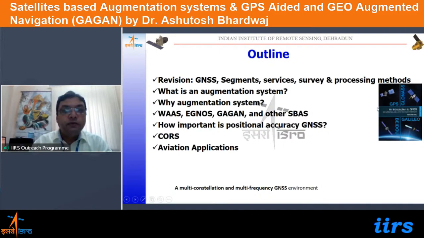So we'll discuss what the various augmentation systems are and why we require augmentation systems. Then we'll discuss the different types of augmentation systems and how we are able to improve the positional accuracies using the SBAS systems, which are dependent on the GNSS basically. And then we will touch upon the CORS sources and the aviation applications.